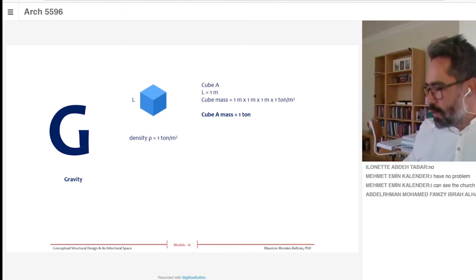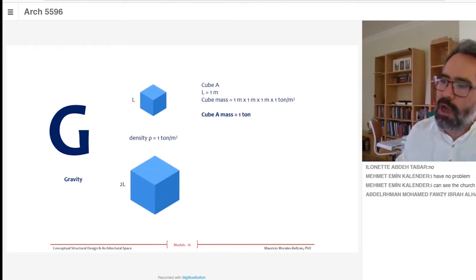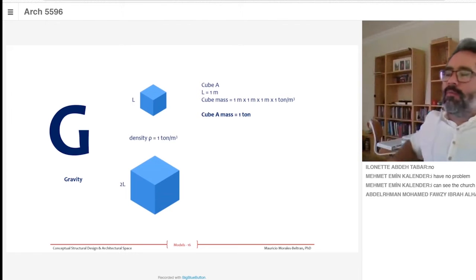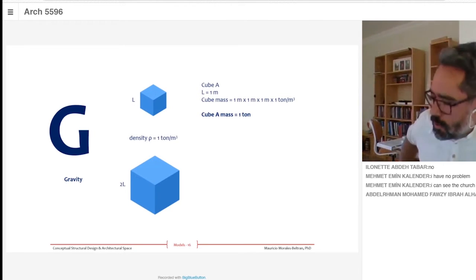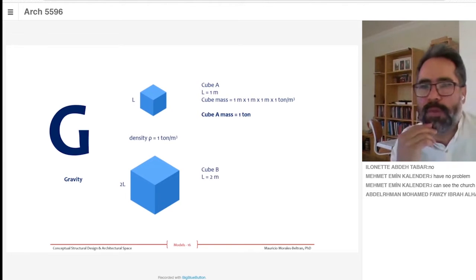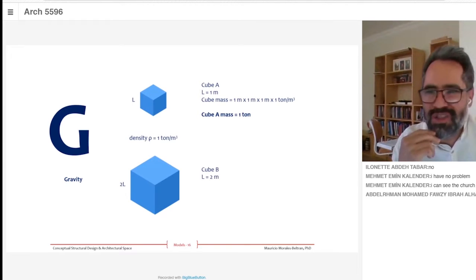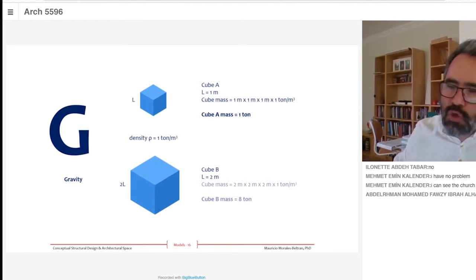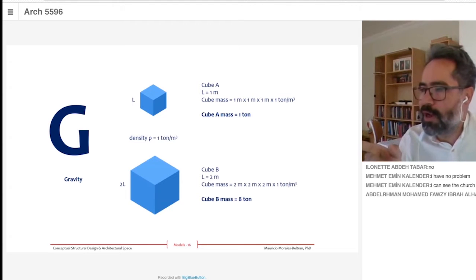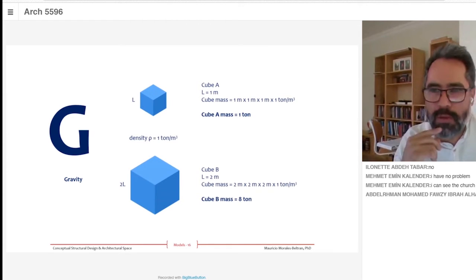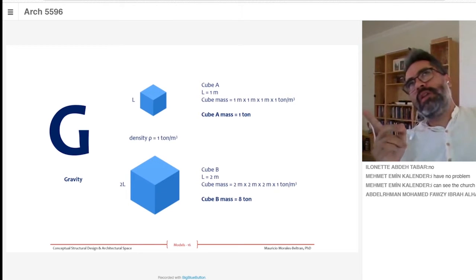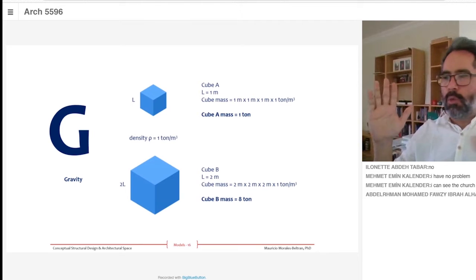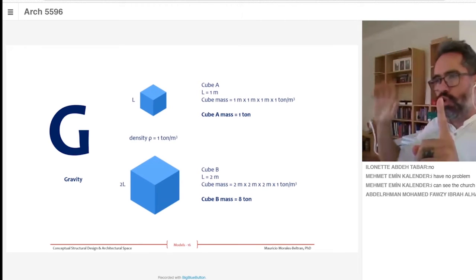So let's suppose now I make this cube bigger, 2 times. I'm going to call this cube B, and of course the dimension now is going to be 2 meters. If I want to calculate the mass of this new cube, I'm going to realize that now the mass is 8 tons. So you would say, well, wait, you doubled the dimensions, but the mass went from 1 ton to 8 tons. How is that explained?